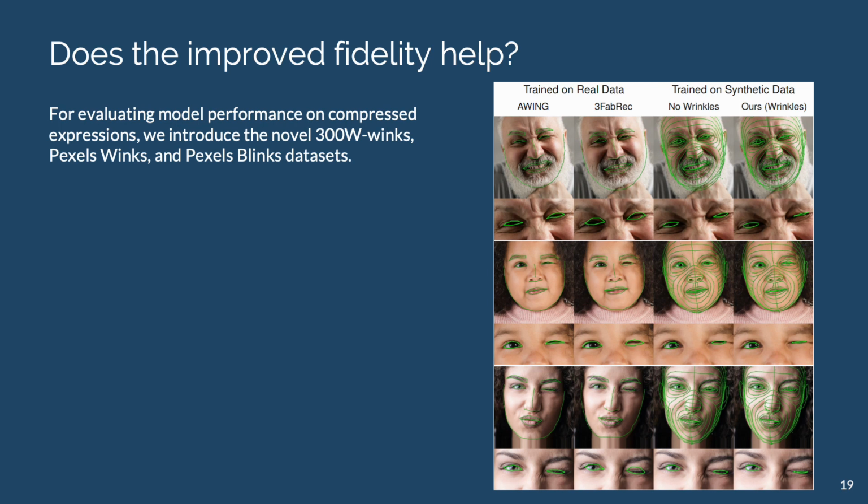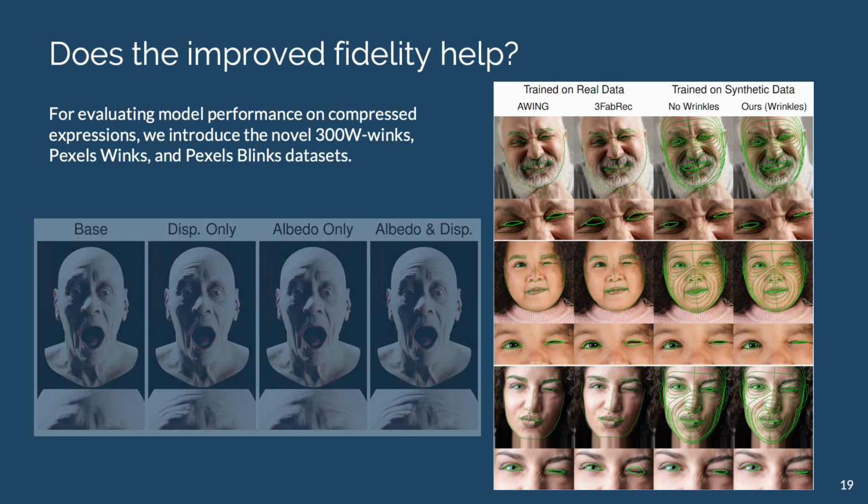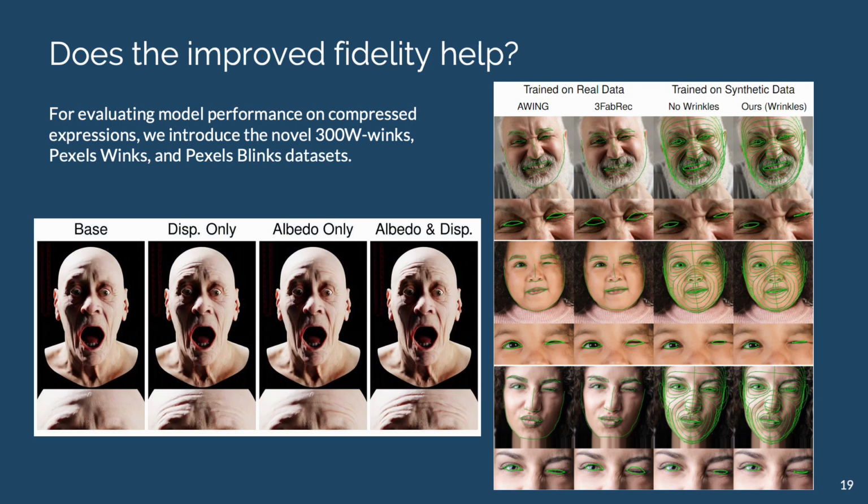On the task of key point localization, we find that synthetic training data with dynamic wrinkles is especially useful for compressed expressions. To evaluate model performance on these expressions, we introduce novel 300W Wings and the Pexels Wings and Blinks datasets. Through ablation studies, we also find that displacement wrinkle maps are critical for achieving realistic lighting of wrinkles.